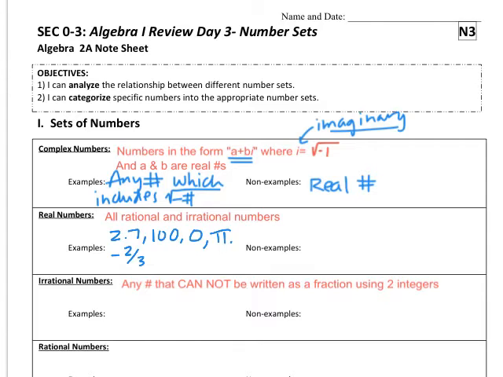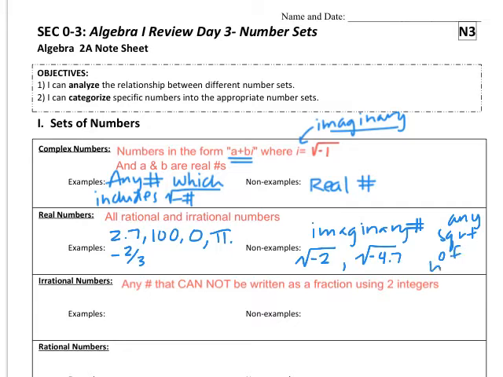So the only things that would be non-examples of real numbers would be imaginary numbers, as we indicated just a second ago. Imaginary numbers are square roots of negative numbers. So for example, the square root of -2, that's an imaginary number. The square root of -4.7, that's an imaginary number. So just any square root of a negative number is going to be a non-example of a real number.